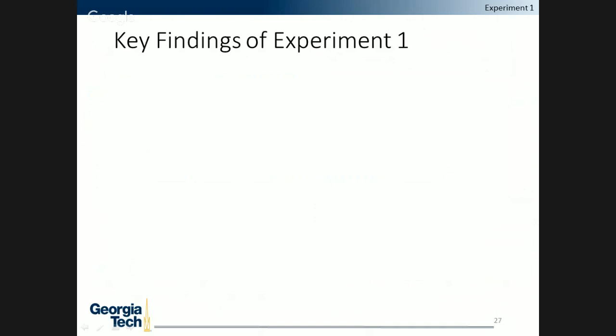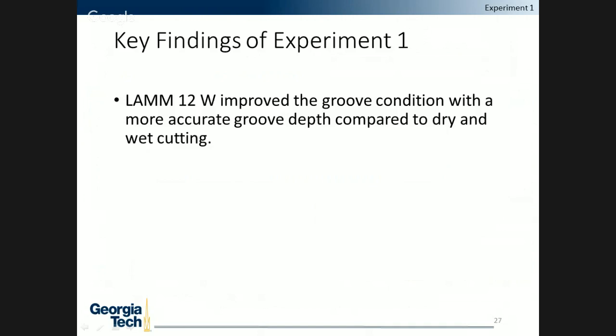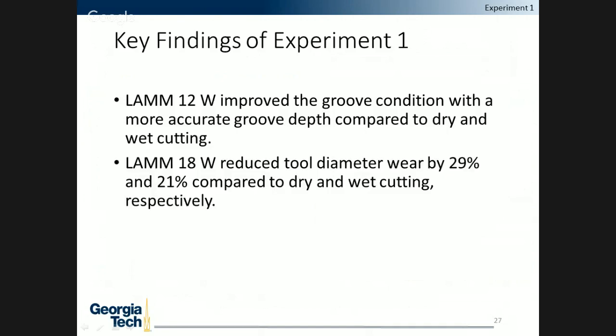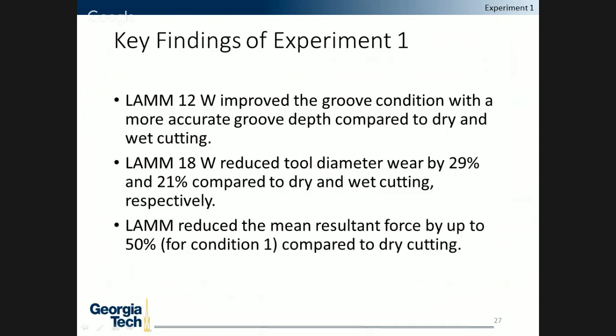So just a recap of the key findings in experiment 1. We saw that lamp greatly improved the groove condition. It led to a more precise depth of cut than wet. Lamp 18 watt greatly reduced the change in tool diameter and led to less flank wear. Compared to the dry case, it led to a 21% improvement, and compared to the wet case, it led to a 29% improvement. However, it did create built-up edge. And cutting forces were also greatly reduced with inclusion of lamp, and it almost reduced by 50% for cutting condition 1.